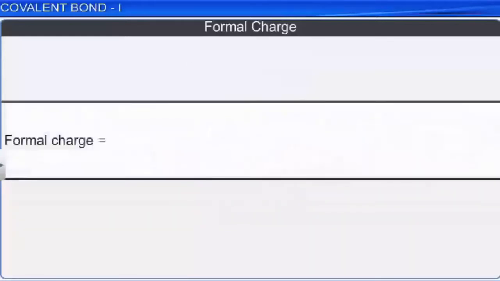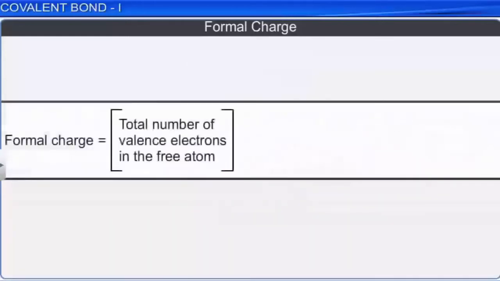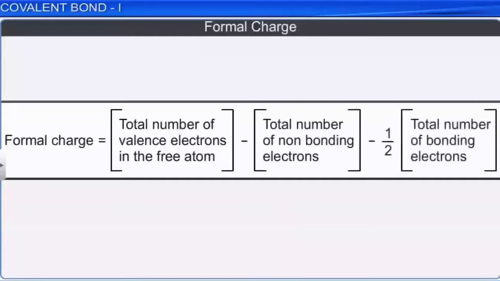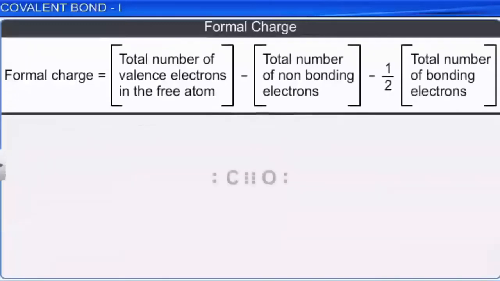Formal charge is equal to the total number of valence electrons in the free atom minus total number of non-bonding electrons minus half of the total number of bonding electrons. While counting the electrons on the atom in a molecule, it is assumed that an atom owns 1 electron of each shared pair and 2 electrons of the lone pair.